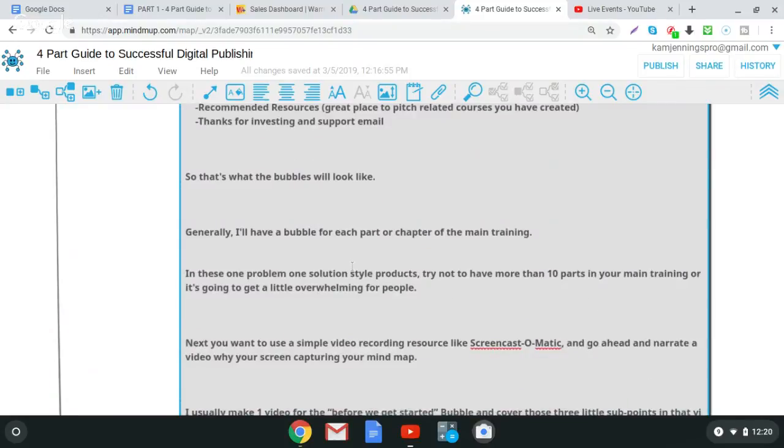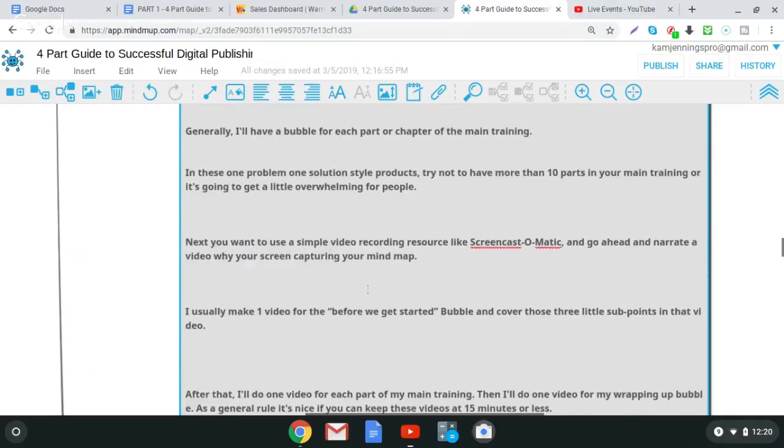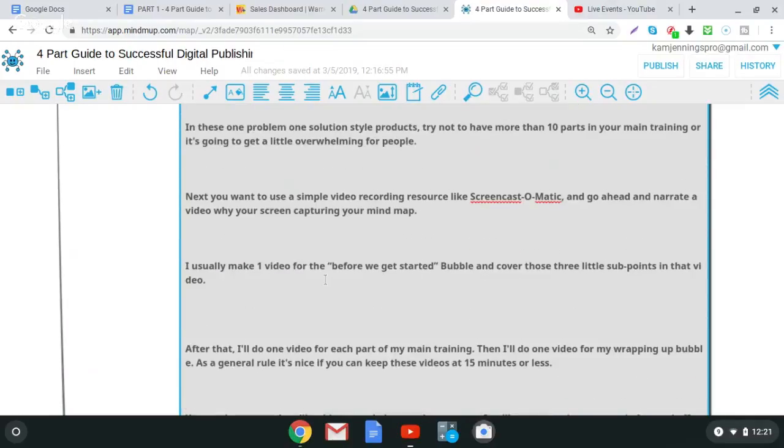Generally, I have a bubble for each part or chapter of the main training. And with these one problem, one solution style products, try not to have more than 10 parts in your main training, or it's going to get a little overwhelming for people. Next, you want to use a simple video recording resource like Screencast-O-Matic, that's free. And go ahead and narrate videos while you're screen capturing your mind map.